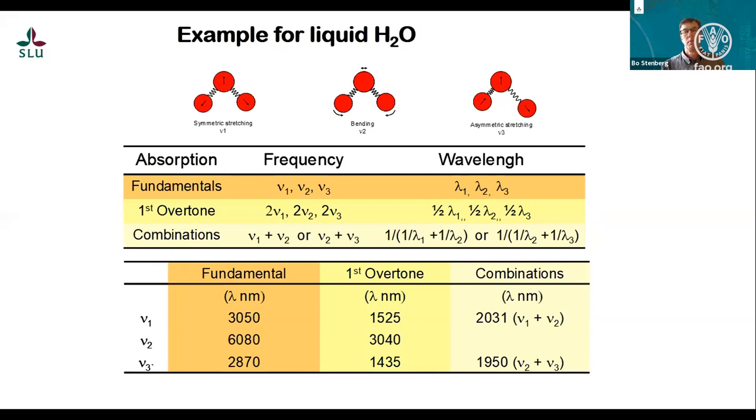And then you have a shorter wavelength in the near infrared. So for example, if we have the three different fundamentals for these three, you can see that the first overtone is half the wavelength, as I said here. And also we can combine V1 with V2 and V2 with V3. And when we do that, we get an absorption band in the near infrared as the combination bands in the upper part.